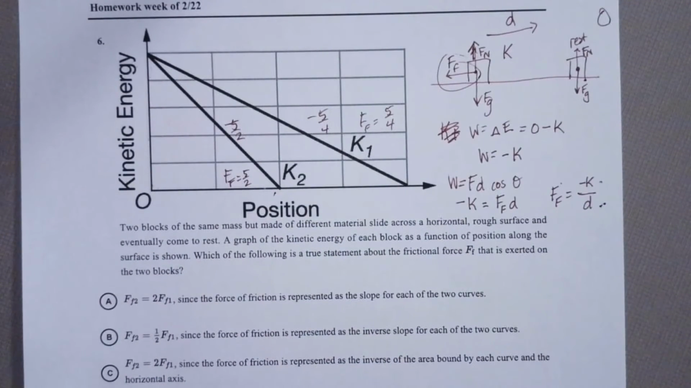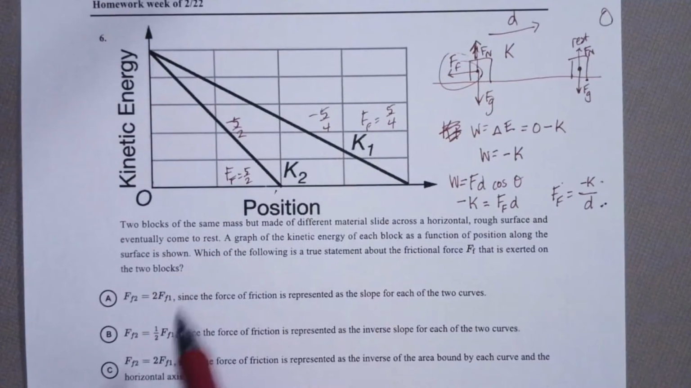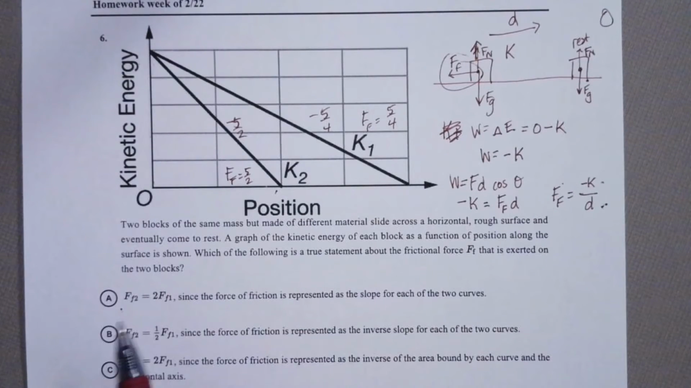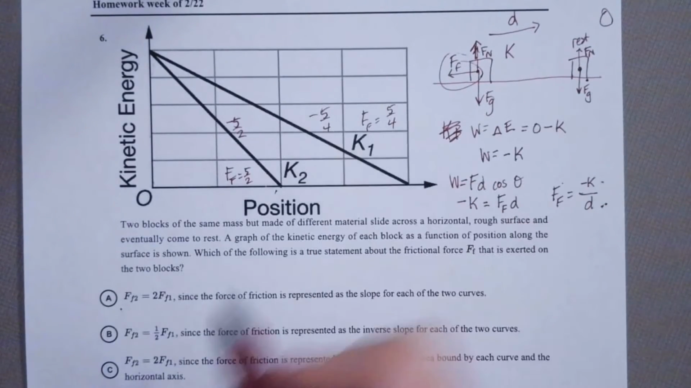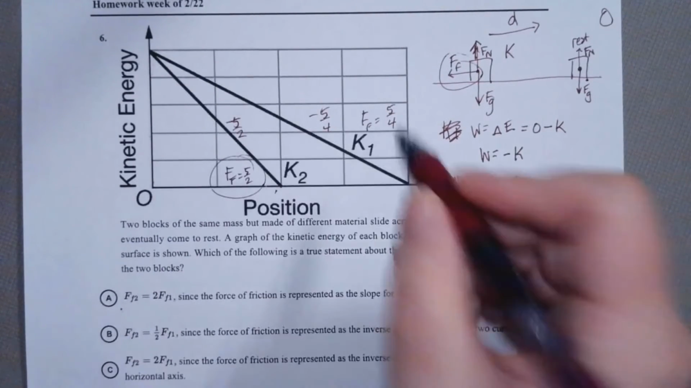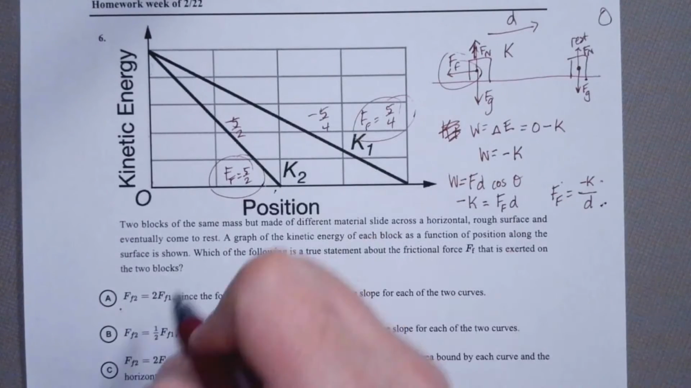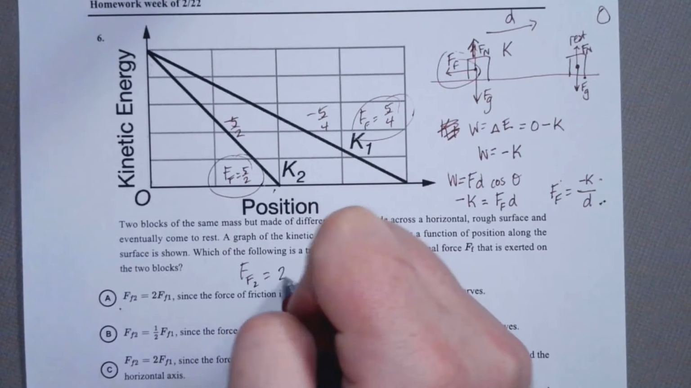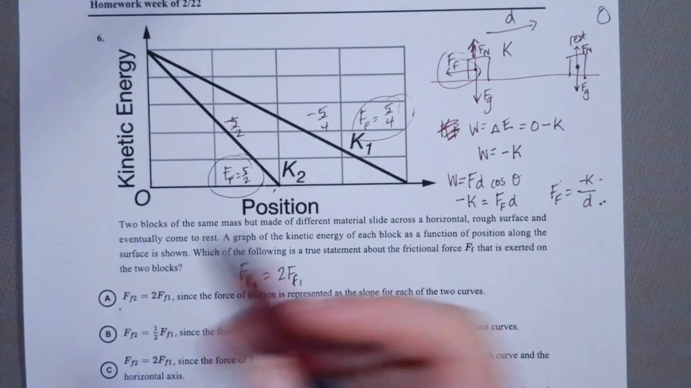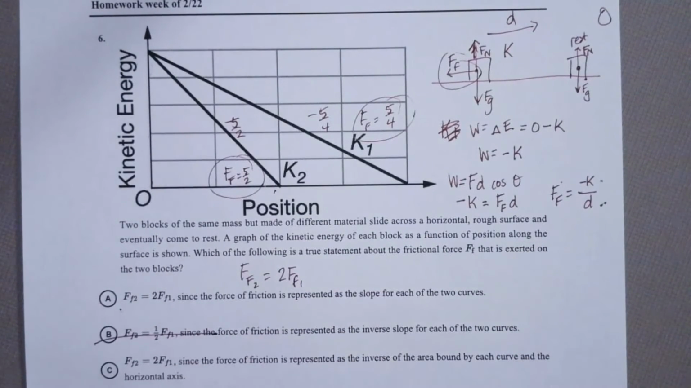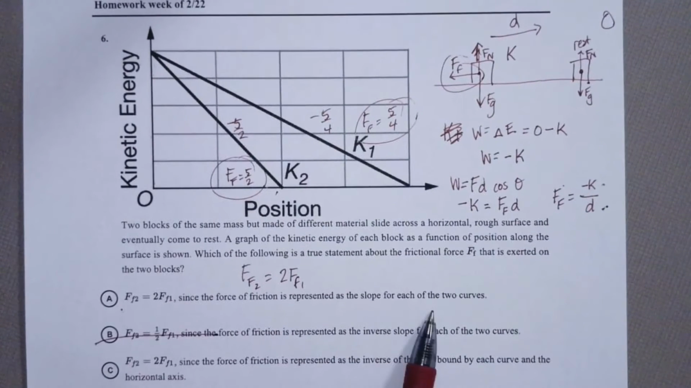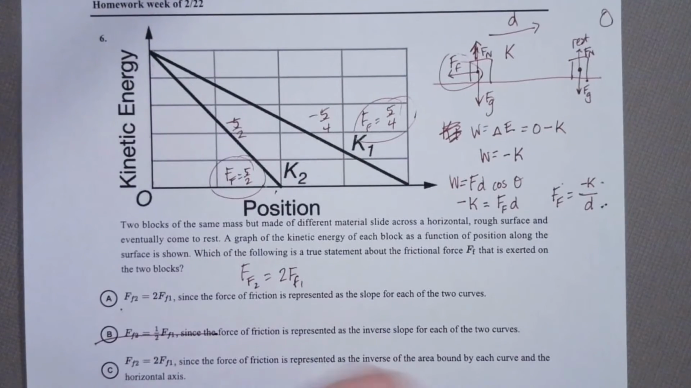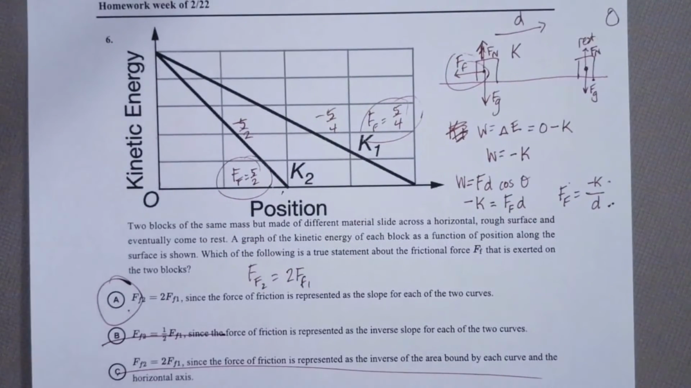Okay. So if we're comparing, we need to compare, does force of friction 2 equal 2 F1 or 1/2 F1? Well, we've got force of friction 2, so this is twice as big as that one. So force of friction 2 equals 2 times force of friction 1. So this is wrong and this is wrong. Okay, since the force of friction is represented as the slope of each of the 2 curves, since the force of friction is represented as the inverse of the area bound by each curve, well, we use slope. So, boom, there you go.